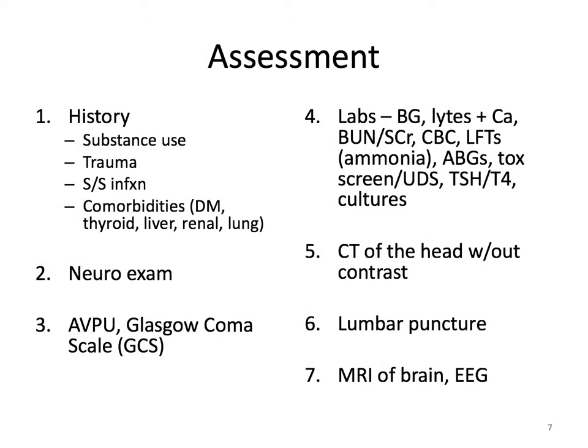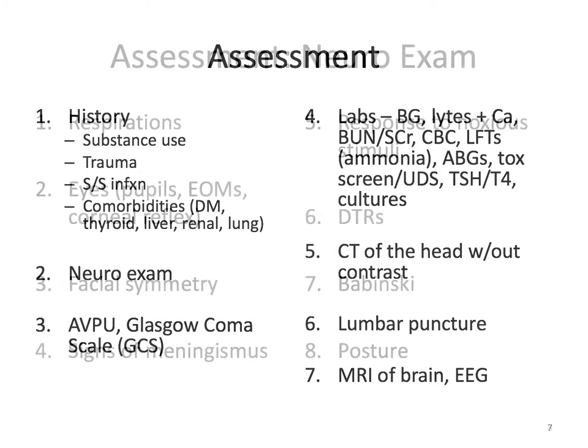The assessment for altered level of consciousness is relatively extensive. It includes the following aspects: a thorough and accurate history, a neurological examination, an AVPU assessment or Glasgow Coma Scale, labs, a CT of the head without contrast, lumbar puncture, and MRI of the brain or EEG.